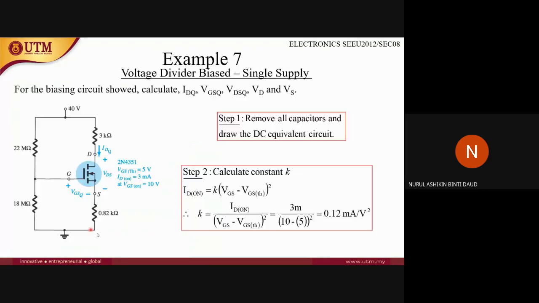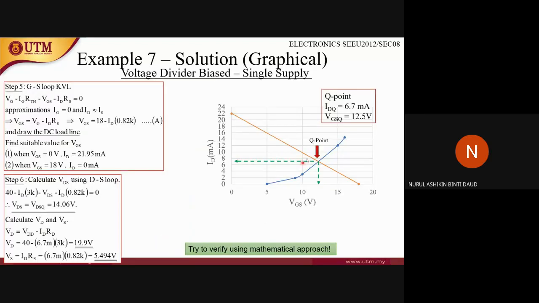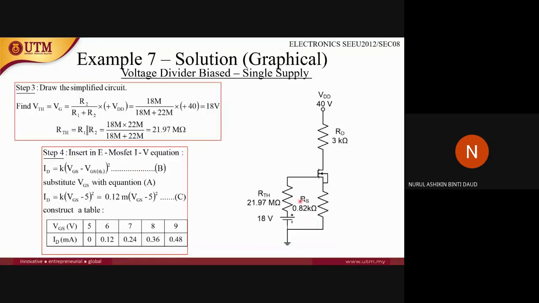For the VGS, choose values above the threshold of 5 volts, because if you choose lower than 5 volts, it means that the MOSFET is not turning on yet. So choose above the threshold and you will get this series of drain currents. So you can plot this graph. The graph is going to look like this, and then based on the GS loop here, you can find the DC load line.